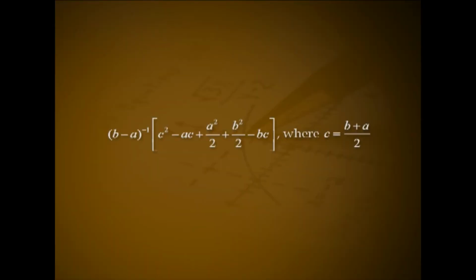Problem 4. For a random variable x following uniform over the interval (a, b), show that the mean deviation about mean is (b minus a) raised to minus 1 into [c square minus ac plus a square by 2 plus b square by 2 minus bc], where c equal to (b plus a) divided by 2. Solution. Mean deviation about mean is expectation of modulus of x minus expectation of x.